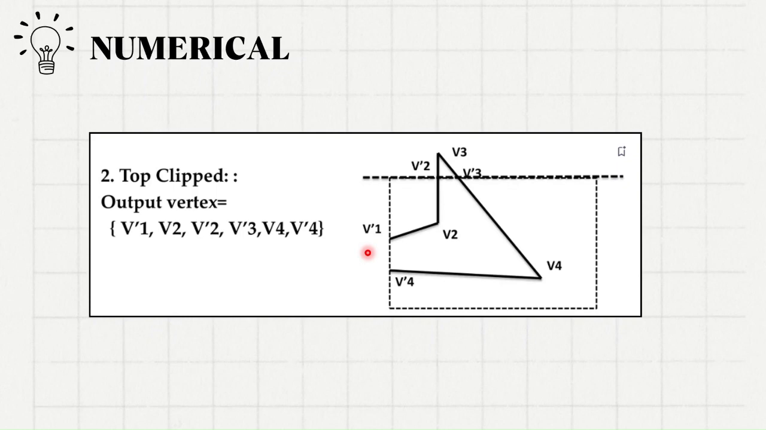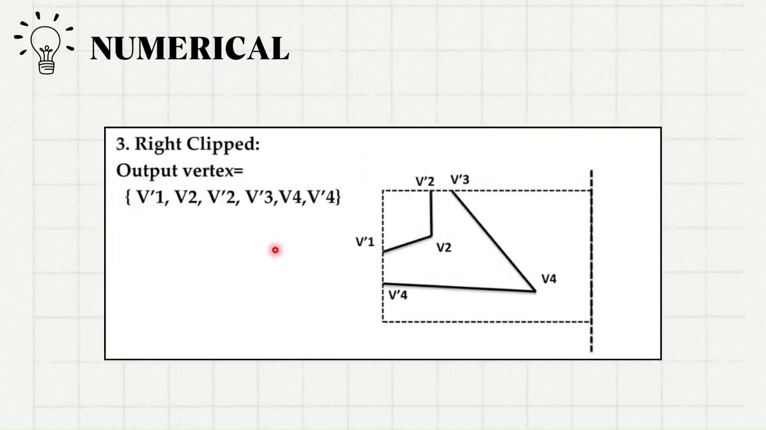So let's start top clipping. We'll start from V-1. Just save it, and go from V-1 to V2. Again, inside with respect to the top side of the clip window, so save V2. Now, if you go from V2 to V3, inside to outside, in that case only the intersection point V-2 will be saved. Now, if we go from V3 to V4, that is outside to inside, in that case the intersection point and the destination vertex will be saved, V-3 and V4. And if we go from V4 to V-4, again inside with respect to the top side of the clip window, V-4 will be saved. This is the output vertex list.